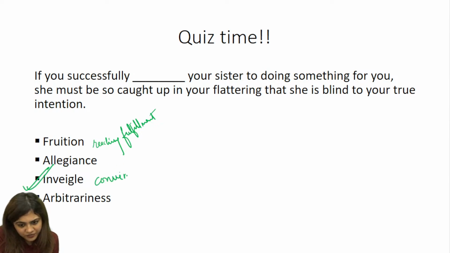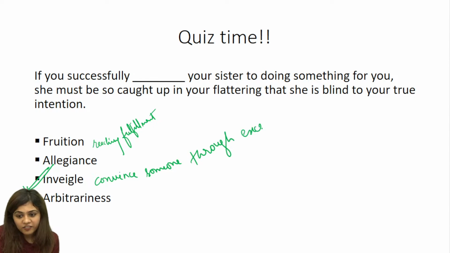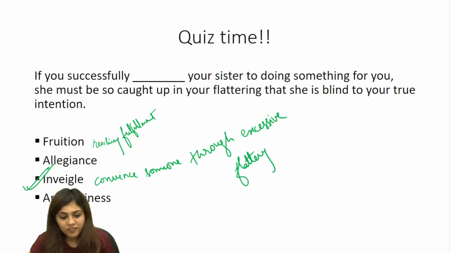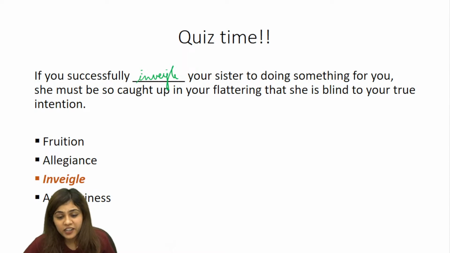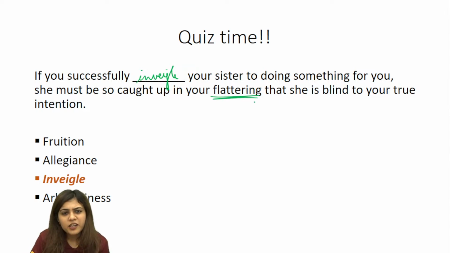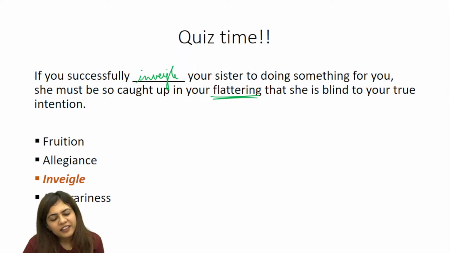Convince someone through excessive flattery. तो यहाँ पे यही तो हो रहा है. If you successfully inveigle, इनवाइगल का मतलब होता है अगर सक्सेसफुली आप अपनी बहन को कन्विंस कर लो थ्रू फ्लैटरी, इसका मतलब ये है कि शी मस्ट बी सो कॉट अप इन योर फ्लैटरिंग, मतलब वो बेचारी बह गई होगी भावनाओं में, एंड दैट्स द रीजन शी कैन नॉट सी योर ट्रू इंटेंशंस.